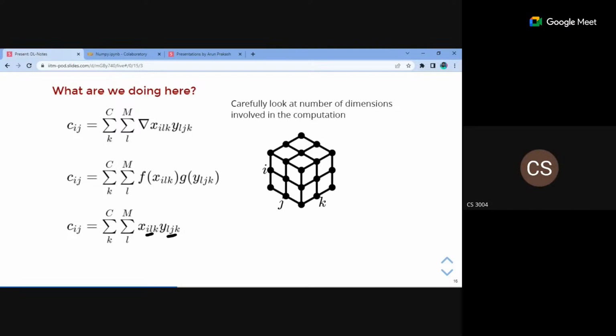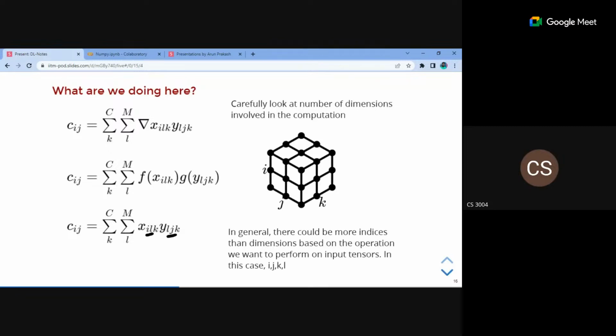First thing is to figure out the number of dimensions involved. The second thing is how many indices there are. Generally, the number of indices is not necessarily equal to the number of dimensions in all computations. Here we have four indices i, j, k, l. If you carefully look at this expression, we are using l to denote the column in x, and we are using the same l to denote the row in y. We are using the same letter to denote different dimensions of these variables x and y.